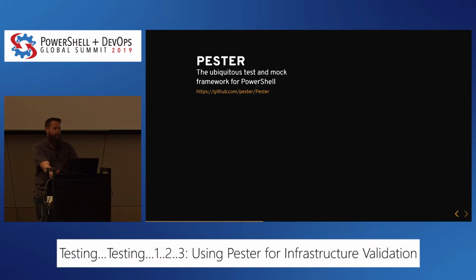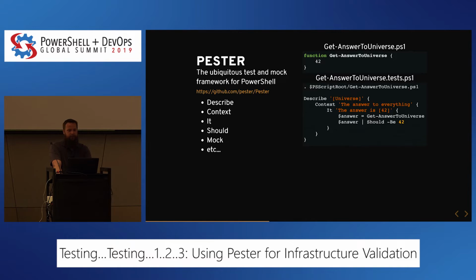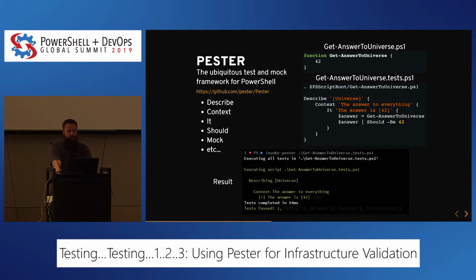So Pester, the ubiquitous test and mock framework for PowerShell. We should all be familiar with describe and context and it blocks, mocks, etc. All those functions it provides. Here is an example function to get the answer to the universe. Here would be a simple Pester test to validate that that is correct. And here is the result of what that would look like. So we say, yes, we're going to run the get answer to universe function, and the answer should be 42.